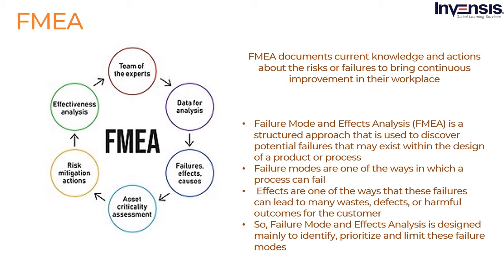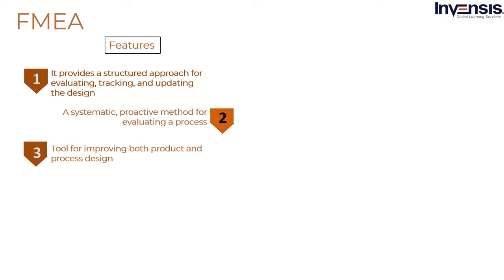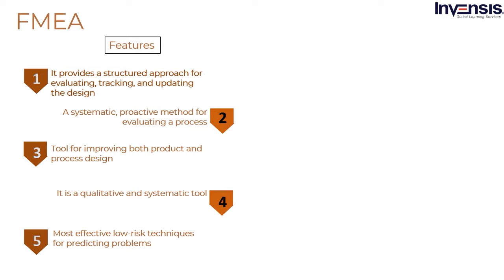FMEA is referred to as good engineering, as it applies the knowledge and experience of a cross-functional team, CFT, to review the design progress of a product or process by assessing its risk of failure. Coming to the features part. FMEA provides a structured approach for evaluating, tracking, and updating the design. It is a systematic, proactive method for evaluating a process. In addition to that, it acts as a tool for improving both product and process design. Also, FMEA is a qualitative and systematic tool. Then, FMEA is considered the most effective low-risk technique for predicting problems.